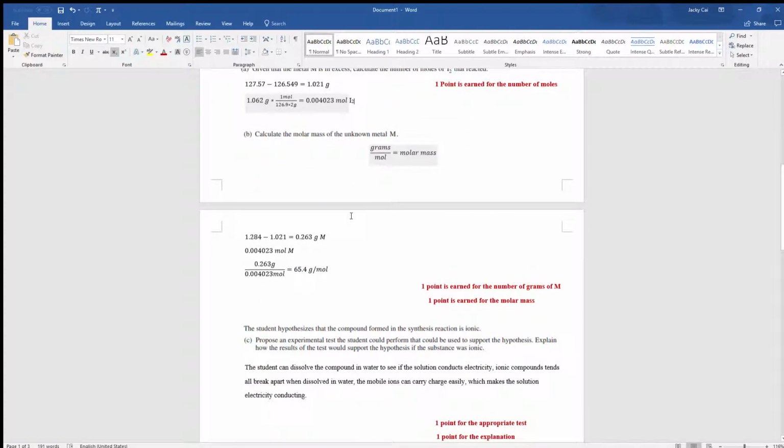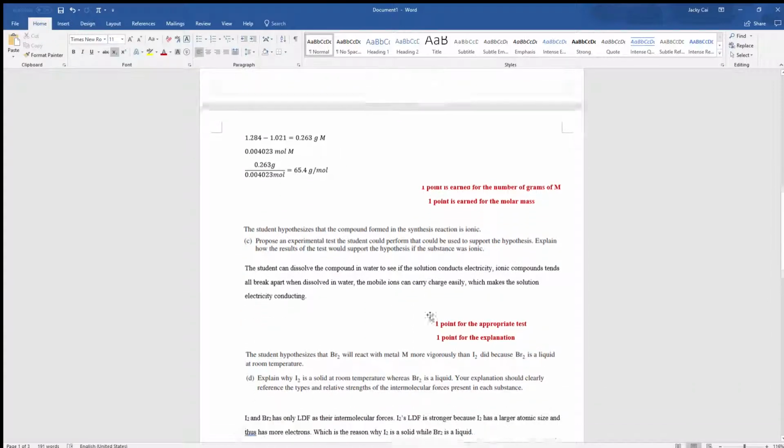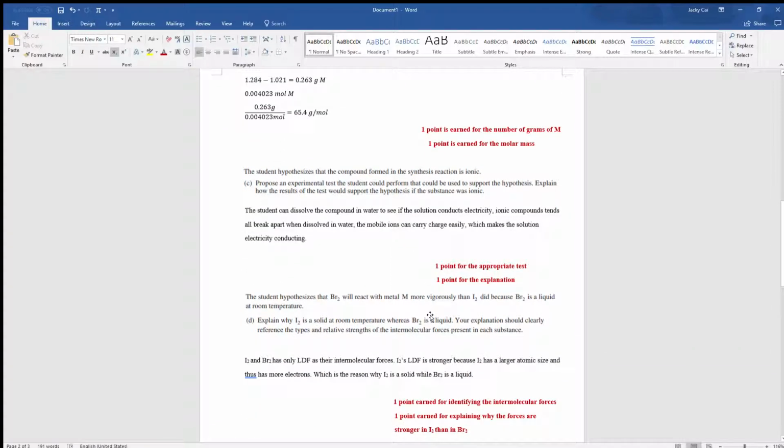And if we divide 0.263 by 0.004023, we should get the correct answer for part B. And 1 point is earned for the number of grams for M, and another point is earned for the molar mass. For part C, the student hypothesized that the compound formed by this reaction is ionic, and the question asks how the student should perform an experimental test to support his thesis.